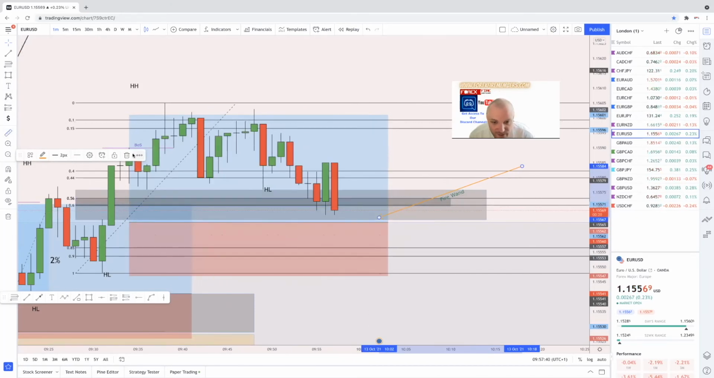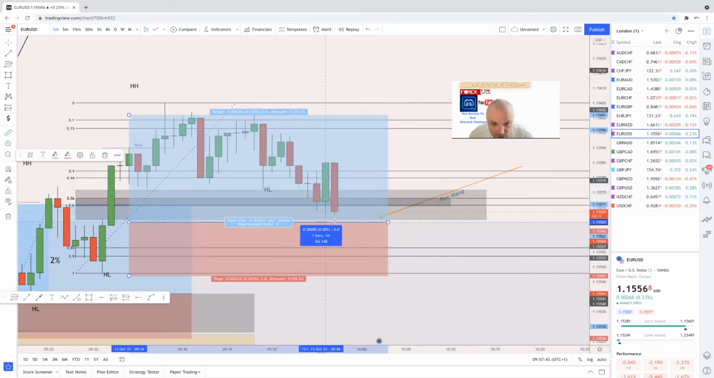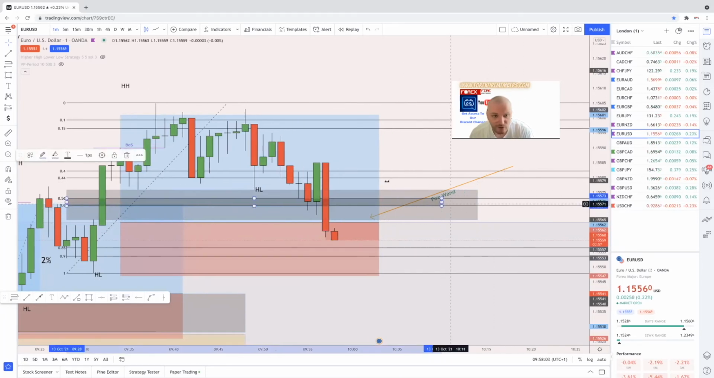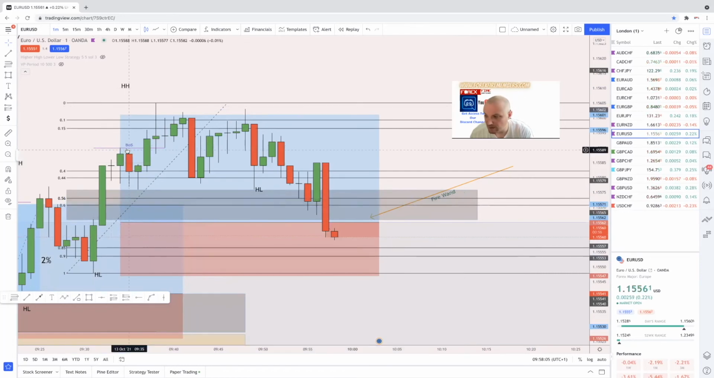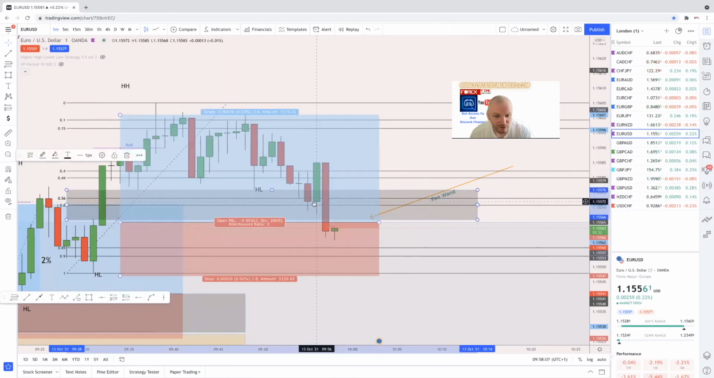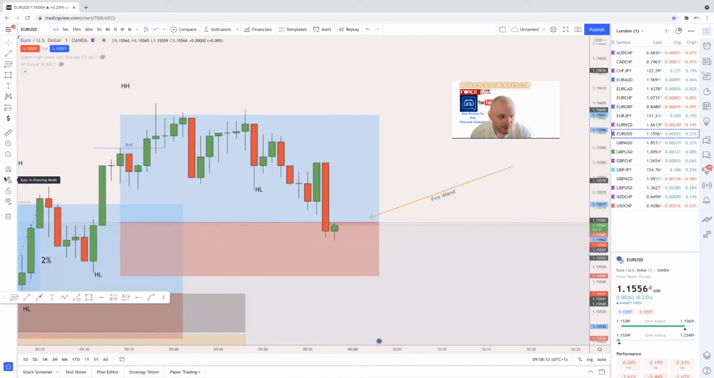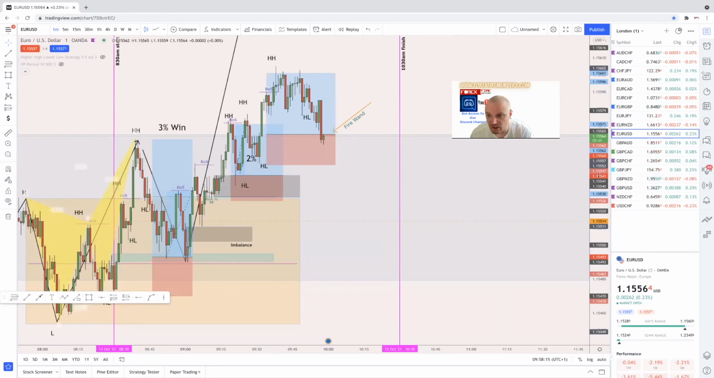How far are we off? It's more or less the entry. We're not even a pip off. Come on, let's get the touch. It may even come down and stop us out. We don't know. But again, if it does, there's the entry there, guys. Right, so if we get rid of this here, and then we get rid of this, we can see it's being respected. Get rid of this. Scroll out. Let's just see how this plays out.